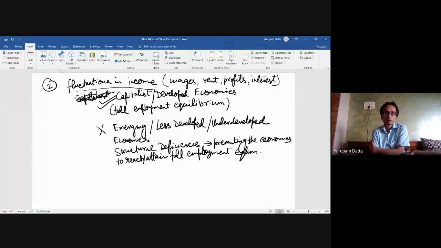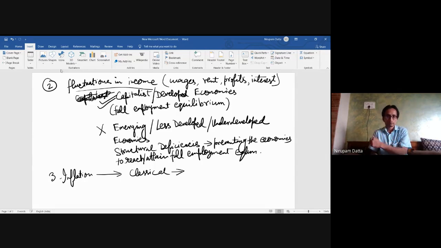So this is what happens in the case of income determination. Keep this in mind when we talk about income determination or any fluctuations that lead to fluctuations in income. Also, these theories are only applicable in the case of capitalist or developed economies. They are not applicable in the case of emerging, less developed or underdeveloped economies. Fine. So the next point which comes is inflation. According to classical theory, what is inflation?